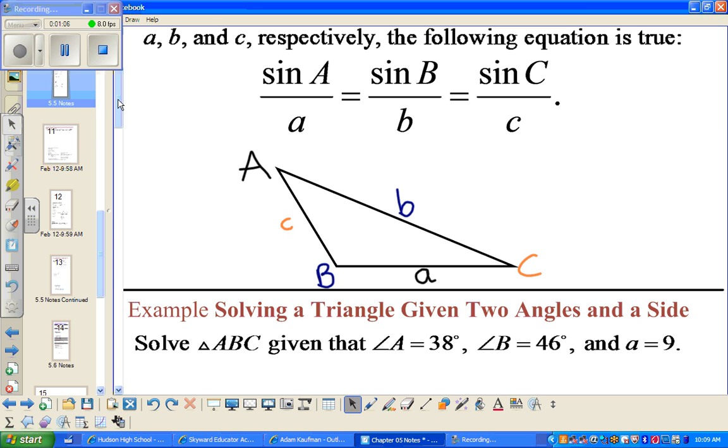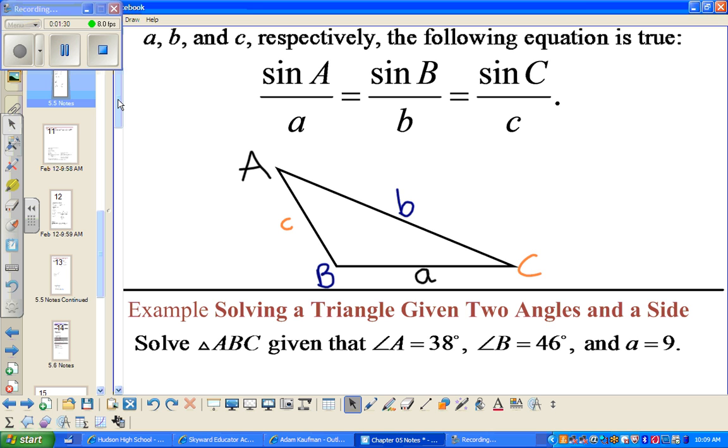Now, the important thing to remember here is that this law can be used with any triangles. We're not talking right triangles anymore for this law of sines. You can use it for any triangles. So what you're going to do is set up a proportion to solve for a missing angle or side length.